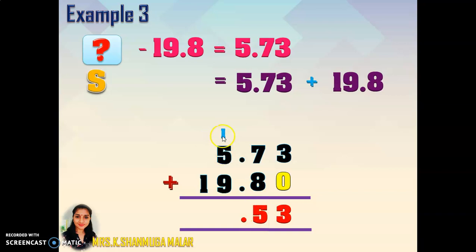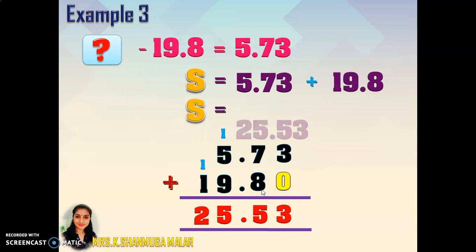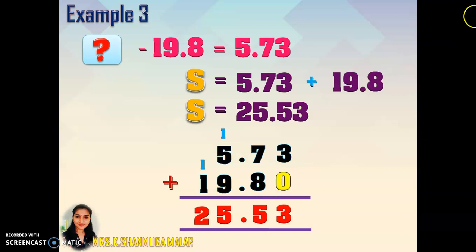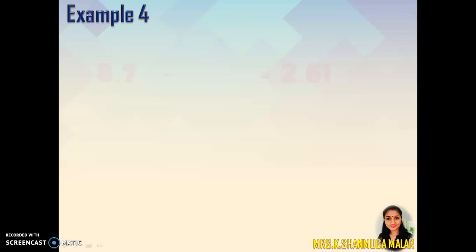5 plus 1 we get 6. 6 plus 9 we get 15. So 1 here. 1 plus 1, 2. So the answer is 25.53. Do you understand, students? Next example.